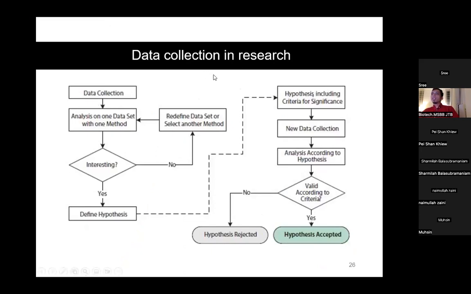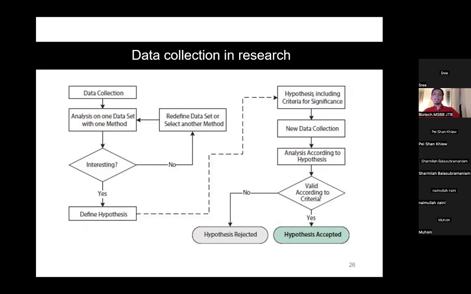So this is data collection in research. When we get the data, we analyze the data set using one method. If it is interesting, we can go further. If not, then the data is either valid or not valid, interesting or not interesting, so whether that data can be used further or not.